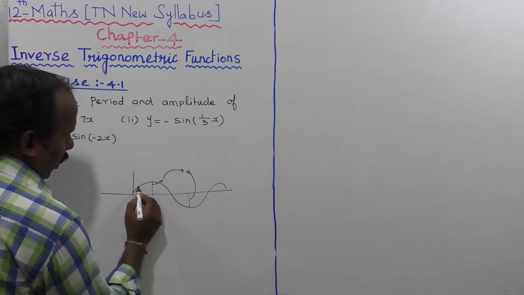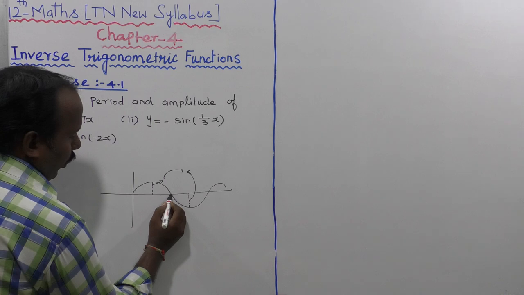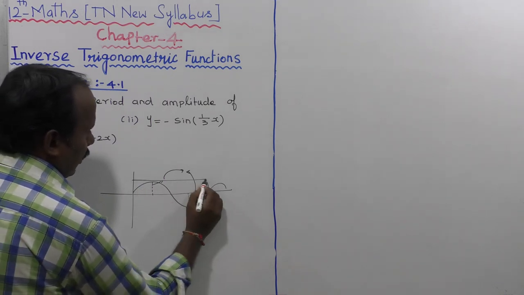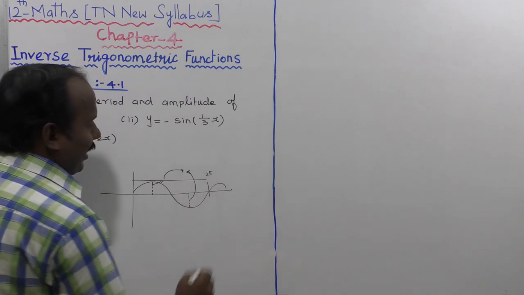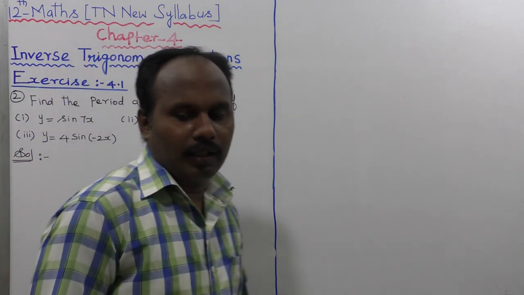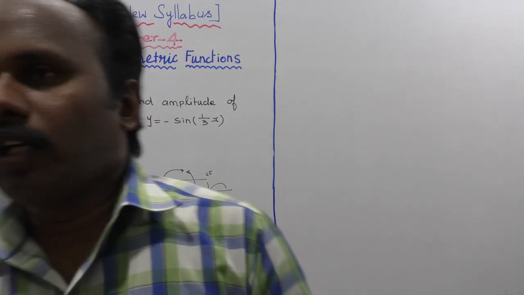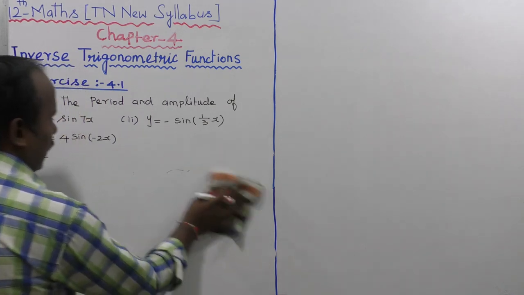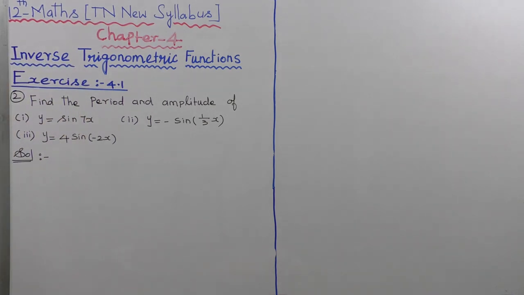This circle is one full arc. First 180, then plus 180, so 2 pi is considered. So 2 pi is the period. This is one full cycle. 2 pi is the period, and the amplitude is just the distance we find out. That we discussed.